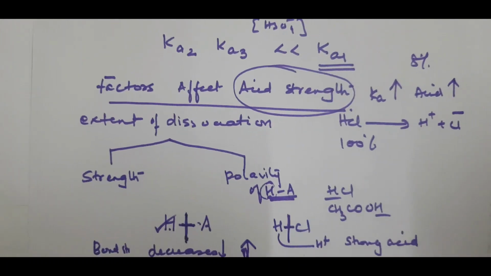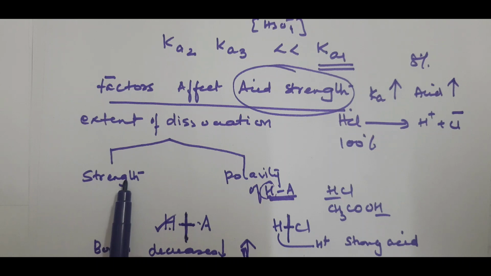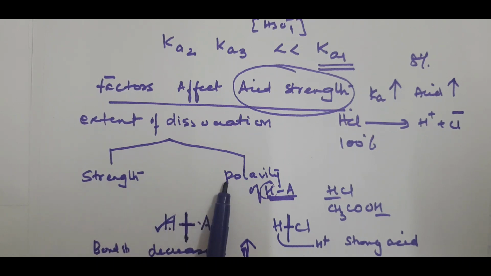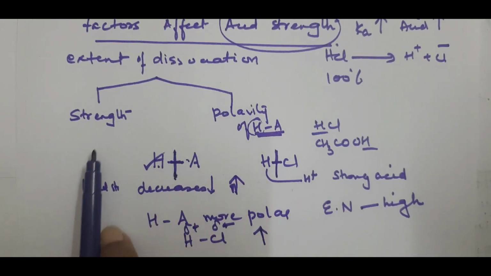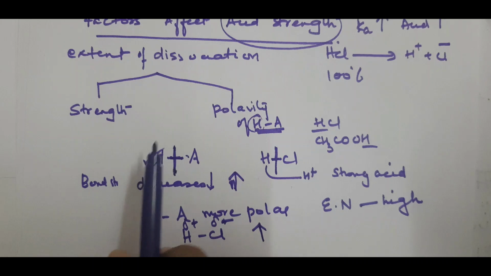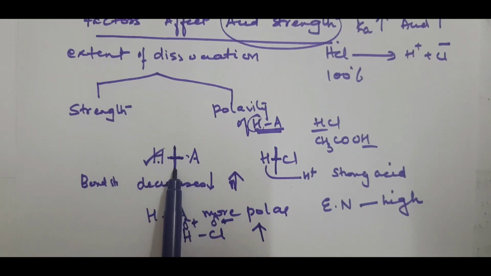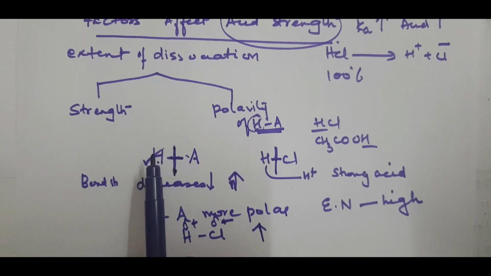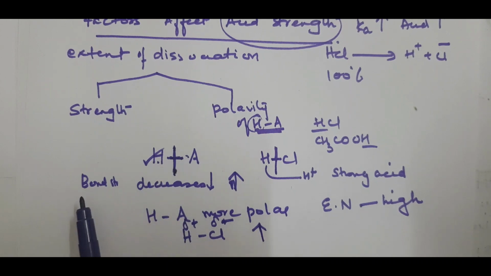So, the acid strength mainly depends upon the strength of the bond as well as the polarity. Now, if you say strength of the bond, which means what? If the strength of the bond is decreased, then the energy required to break that bond is decreased, thereby the acidic strength increases, or you can say it is a very strong acid.